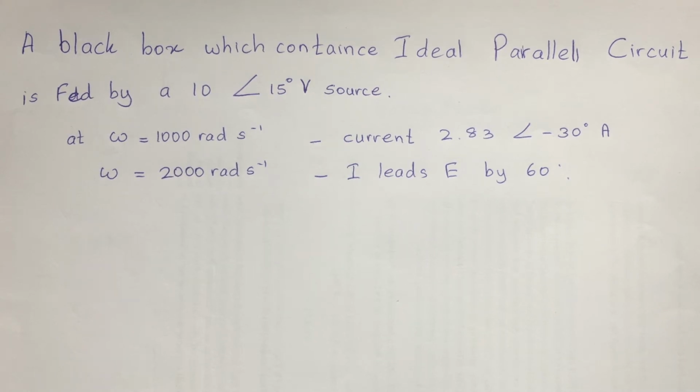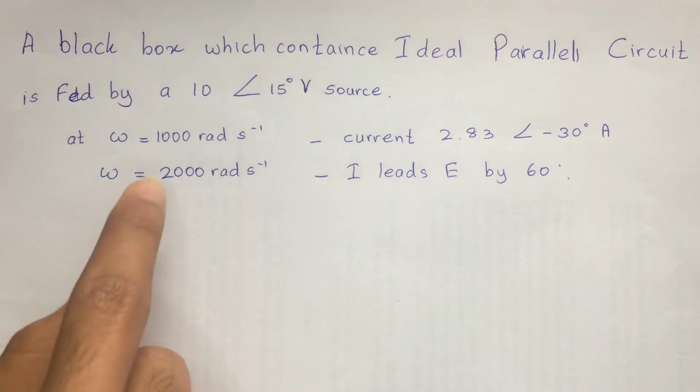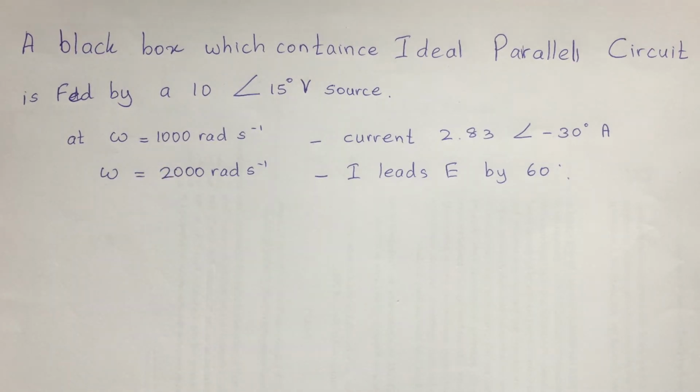Hi guys, in this video we are going to discuss a question from parallel AC circuit. Here they have mentioned a black box which contains a number of ideal parallel connected elements, fed by a 10∠15° voltage source at omega equal to 1000 radian per second. They have measured the current 2.83∠-30° ampere. When omega is 2000 radian per second, I leads E by 60°. So these are the data they have provided for us.